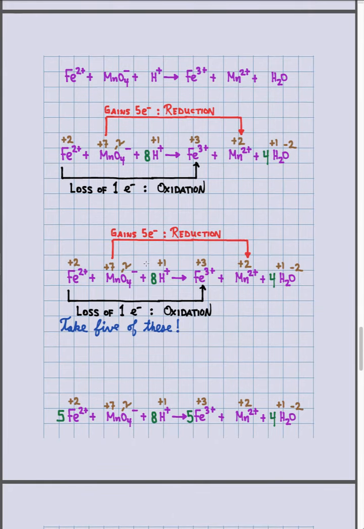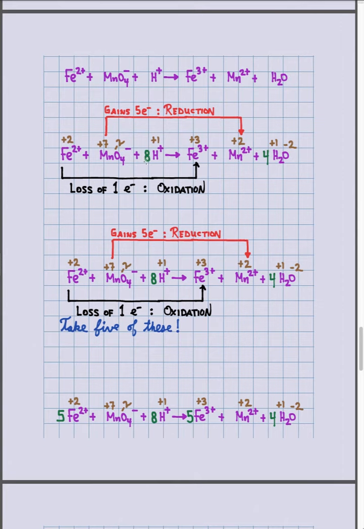Oh, I forgot to mention up here at this point, I noticed that on the left-hand side I had 4 oxygens, and on the right-hand side I had oxygen in only one place in the form of water. So I decided to put a 4 here to get 4 oxygens. Putting a 4 here gives me 8 hydrogens, so I put an 8 here.